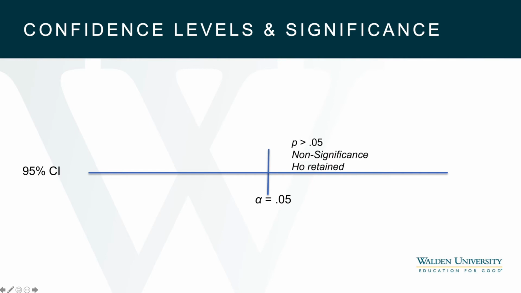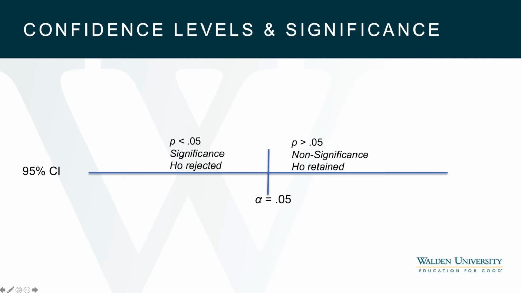On the right side, I'm dealing with non-significance. I will retain my negatively formulated null hypothesis, p greater than 0.05. And on the left side, I will reject that null hypothesis. And I have significance.